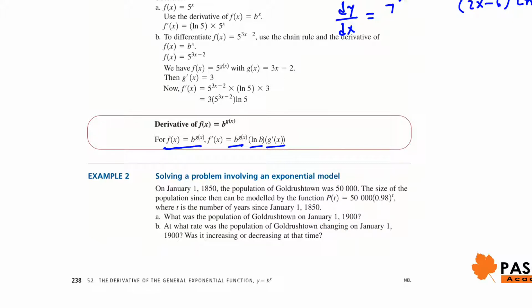Basically, we are looking for P at 50. We replace t by 50 and we find the population of the town. And the next part is asking, what is the rate of change of population at that time? The answer to this part is P prime of 50.